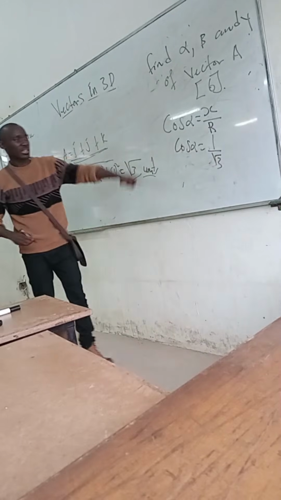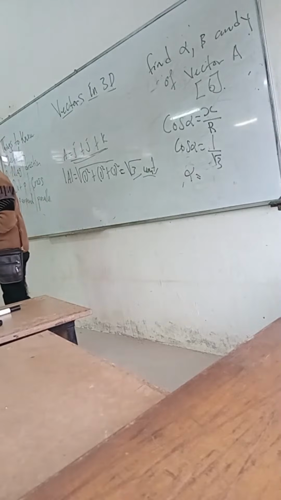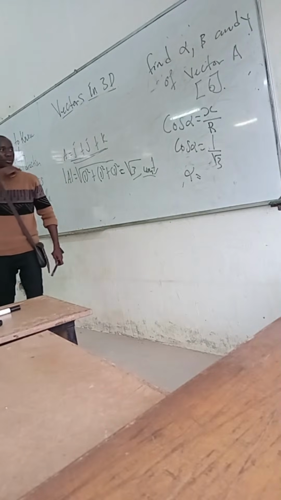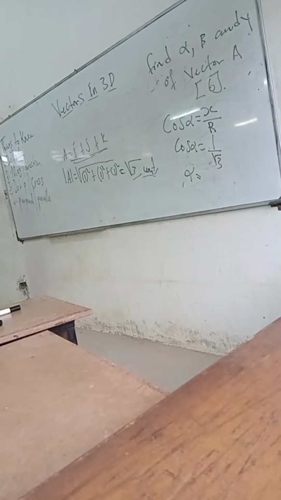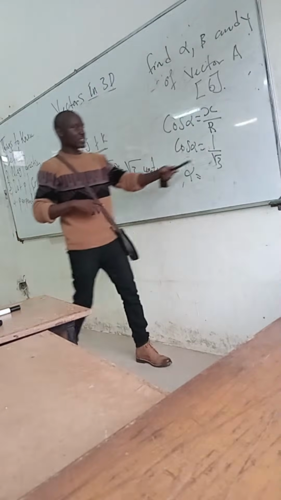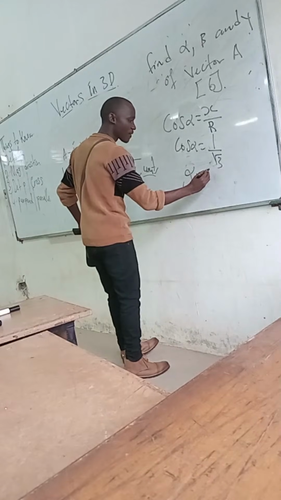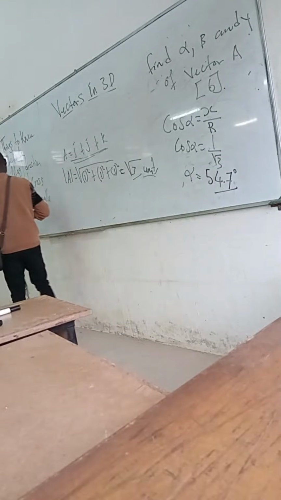Cosine is okay. What is the angle? What is alpha? What is the inverse cosine of 1 over the square root of 3? Adjacent over hypotenuse. If you divide 1 by the square root of 3, it is 0.866. So what is the angle? 54 point what? To 1 decimal place. So that is alpha. You get 2 marks from there.